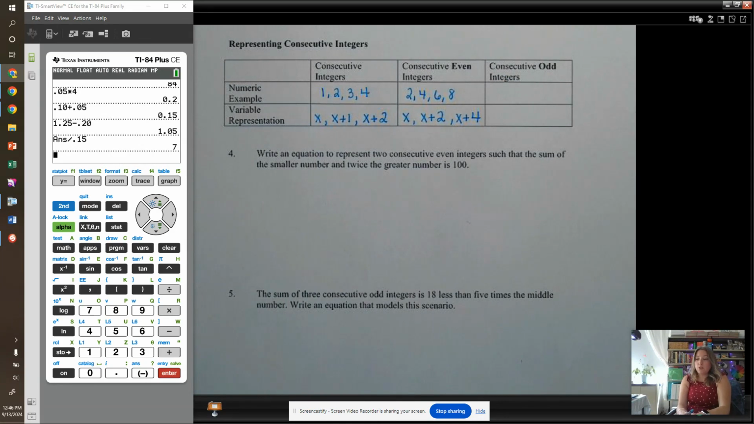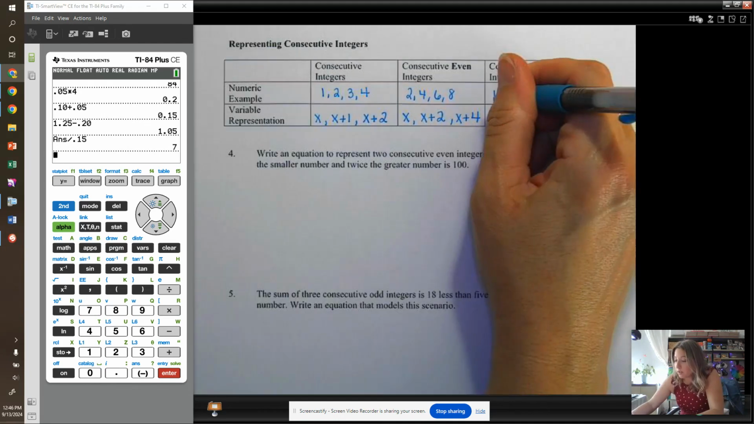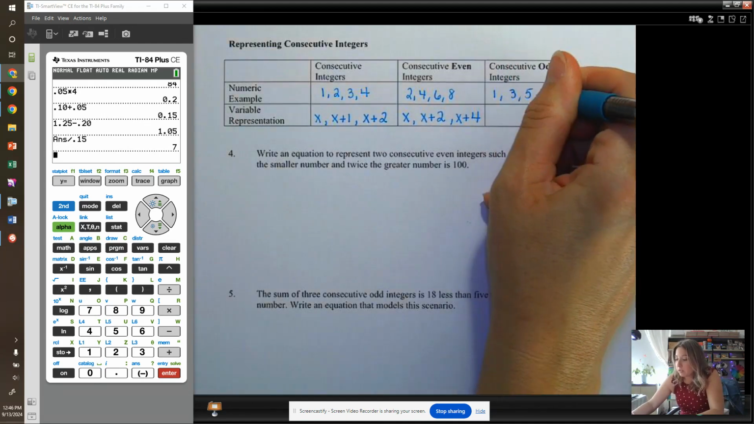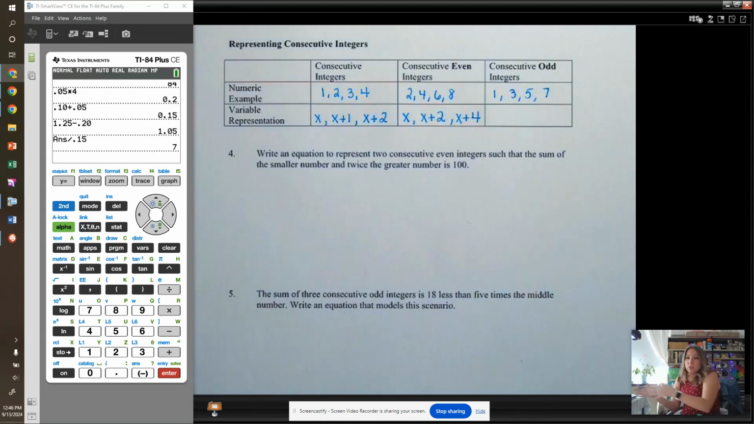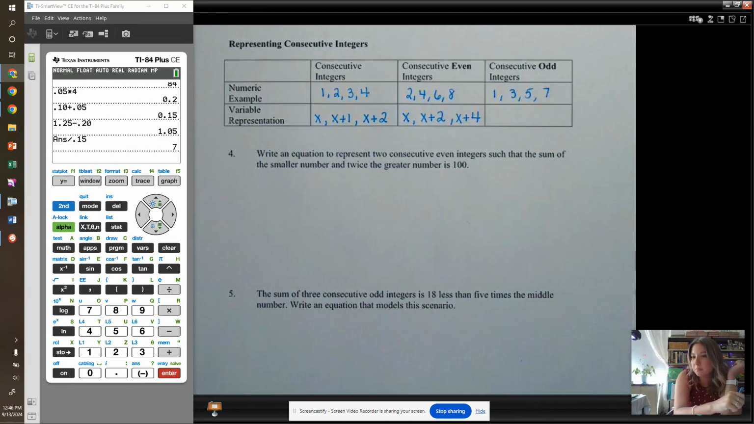Everyone gets confused about the odds. Remember, we know what odd numbers are. 1, 3, 5, 7, 9, 11, 13. How far apart are odd numbers?